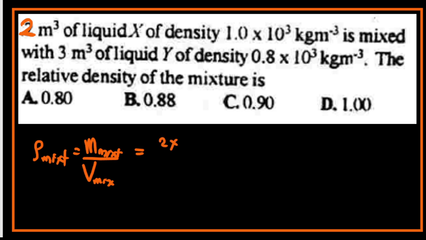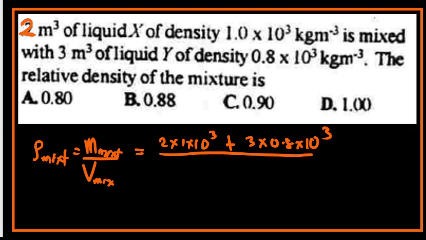So we have 2 times 1 times 10 raised to 3, then plus for Y, we have 3 times 0.8 times 10 raised to 3, divided by the sum of the volumes, 2 plus 3. So there you have to use your calculator. But you can do it without a calculator here. 3 times 0.8 is 2.4. 2.4 plus 2, that's 4.4. 4.4 divided by 5. So that's what we have there.